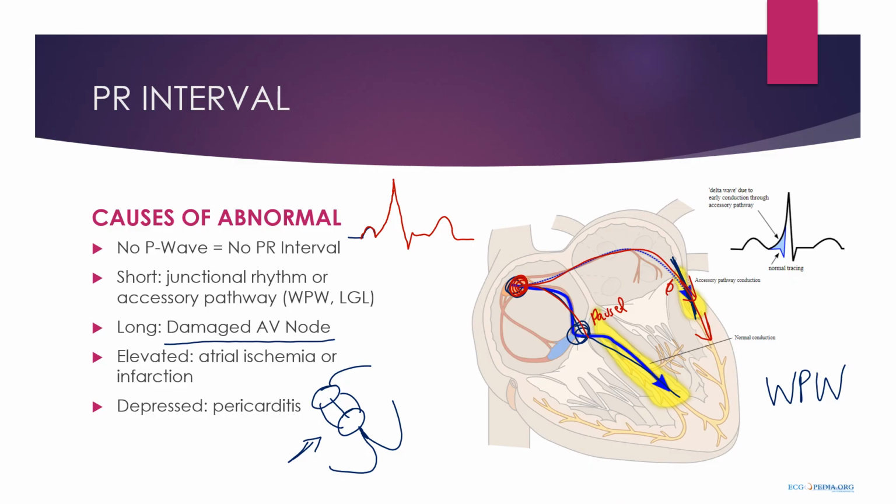Your PR segment can also be elevated or depressed. We don't see these super often, especially elevated, but your PR segment might be elevated if you have atrial ischemia or infarction, which again doesn't happen as often. And then you could have PR depression with something like pericarditis, which you guys are going to learn about with 12 leads.